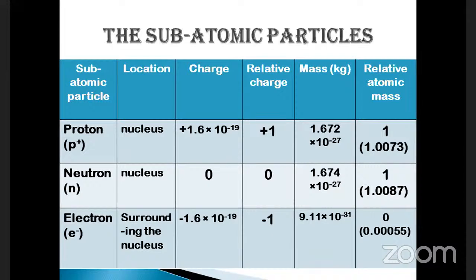On a relative scale, the proton has a charge of +1. The actual charge is +1.6 times 10 to the minus 19, but on a relative scale it has a relative charge of +1 and a relative atomic mass of 1. The actual mass is very small, so you can't keep writing it.